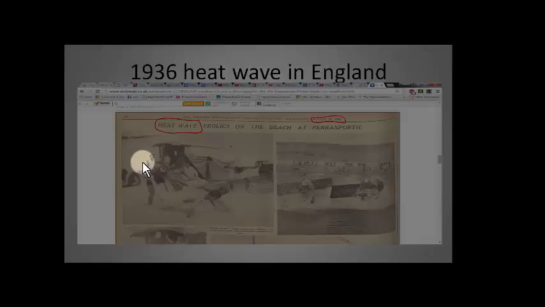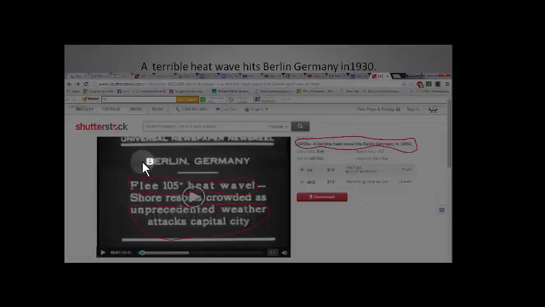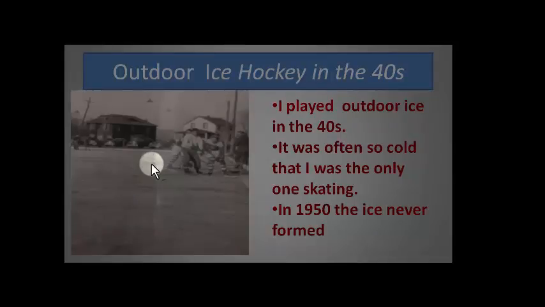1936 heat wave in England. A terrible wave hits Berlin, Germany in 1930. Citizens flee 105-degree heat. Unprecedented weather attacks capital city. In the 1940s, it was so cold we played hockey all winter outside. I played on this hockey rink when I was a high school junior in 1950. No ice formed. It was warmer.